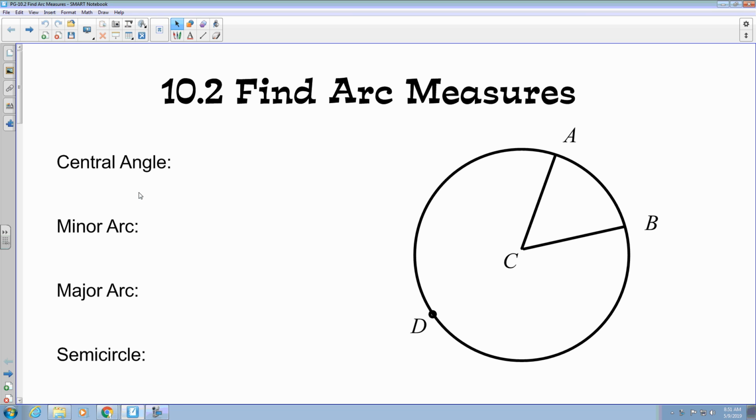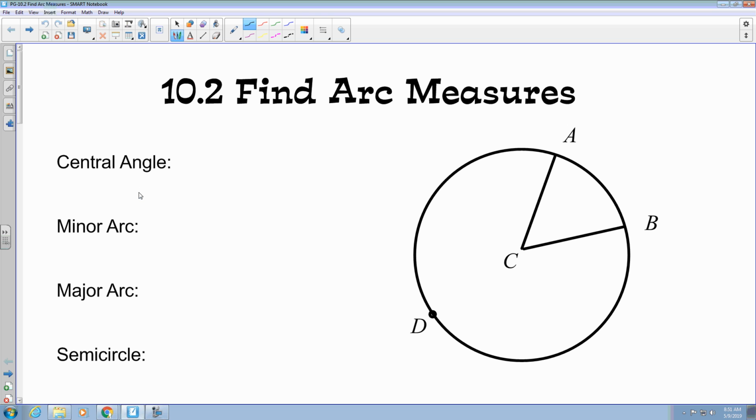All right, we're in section 10.2 where we're going to find arc measures. So again, just like in 10.1, we have some terms that we're going to look at that have characteristics for circles. The first one they have here is the central angle.